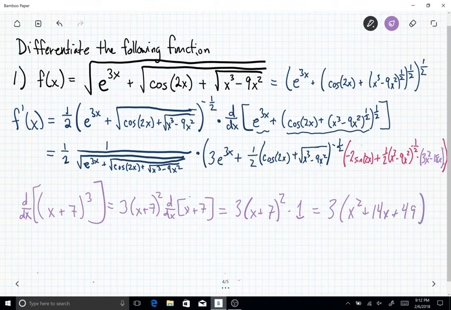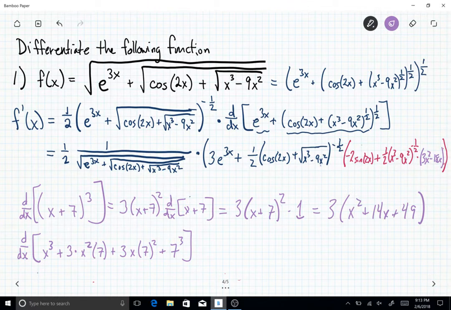And if you were to actually multiply this out, you get 3 times (x squared + 14x + 49), right? If you wanted to do this another way, you can expand this polynomial, and if you don't remember the perfect cube expansion, that's fine. I'll write it out for you. So this would go x cubed plus 3 times x squared times 7 plus 3 times x times 7 squared plus 7 cubed.